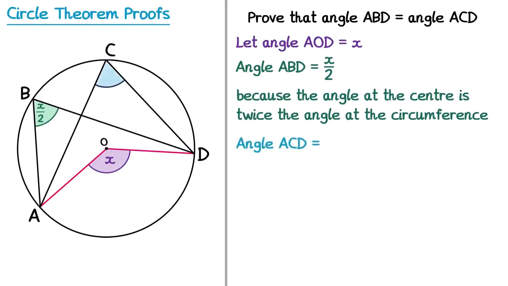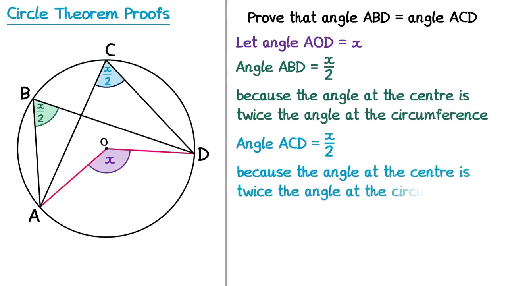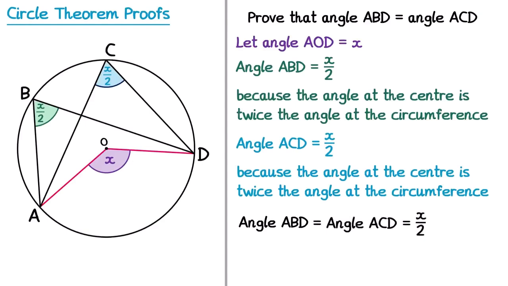Then we're going to look at this angle here, angle ACD. And this is also the angle at the circumference, so it must be half the angle at the centre. The angle at the centre was x, so this is x over 2. And it's for exactly the same reason, the angle at the centre is twice the angle at the circumference. Now this is all we actually need to do to complete this proof. Angle ABD is equal to x over 2, but angle ACD is also x over 2, so they must be equal. So we can simply write down that angle ABD is equal to angle ACD because they're both equal to x over 2.